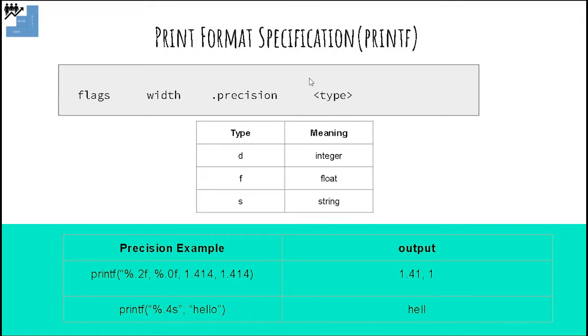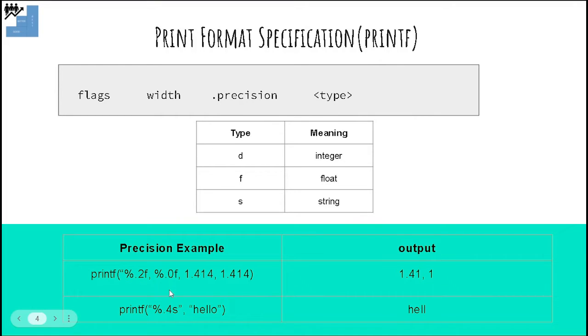Firstly, we'll see type. So type depends on the data type which you are wanting to print on the monitor. For example, %d is for integer, %f is for float, %s is for string, and so on. You can look on the internet to have the complete list of various format specifiers used with the printf function for different types of data.